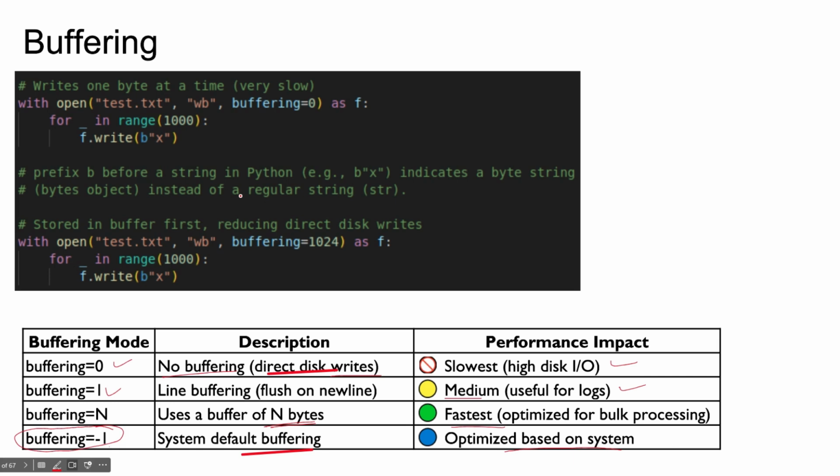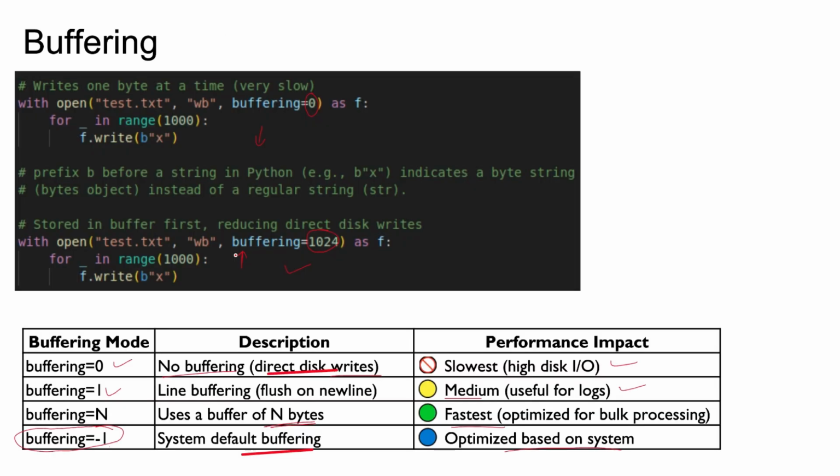For checking this, you can try this operation. In one you are using 0 buffering, and here you are using 1024 bytes. When you run this, you will see the difference. This will be faster and this will be slower, right? These kinds of operations you need to understand. Okay, let's move ahead.